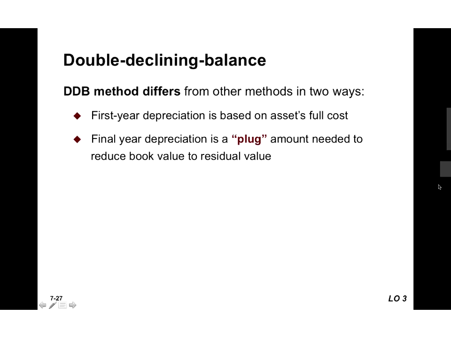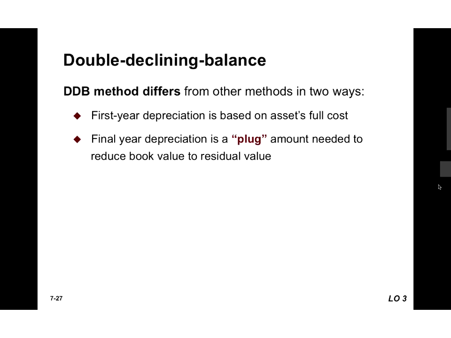The double declining balance method differs from the other methods in 2 ways. The first year depreciation is based on the asset's full cost. In the first year you do the double declining balance method, you do not subtract the residual value. It's the only method that doesn't deduct the residual value in the first year. It doesn't use the depreciable cost. It takes the full original cost times this factor in the first year.